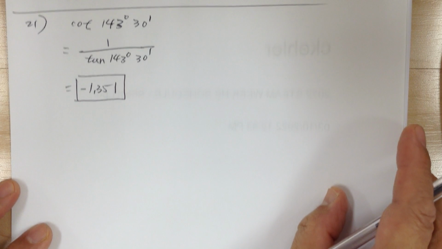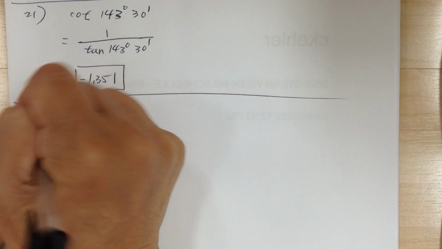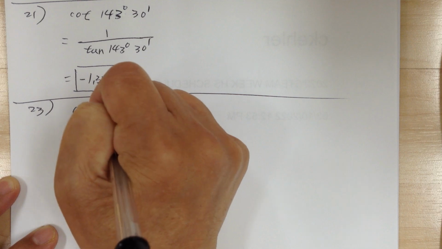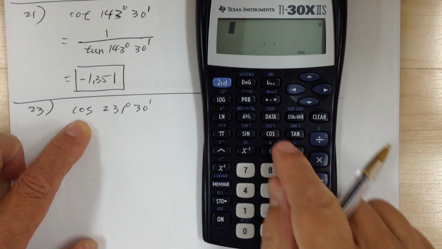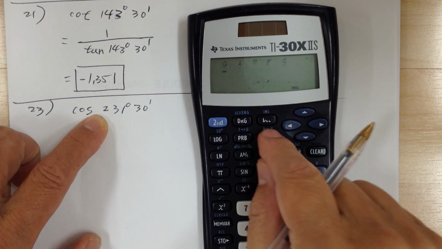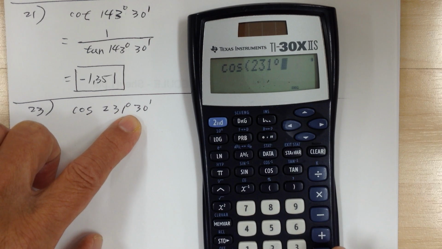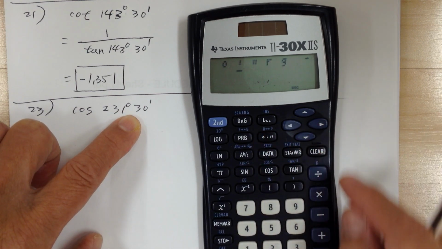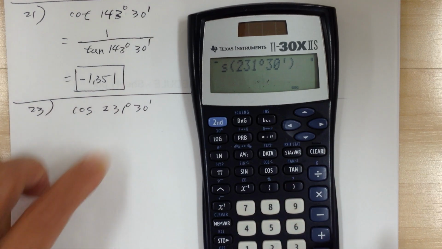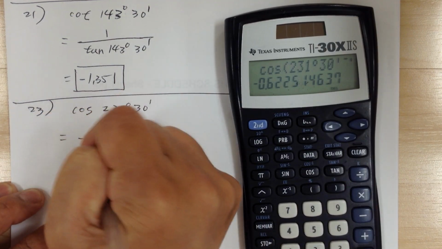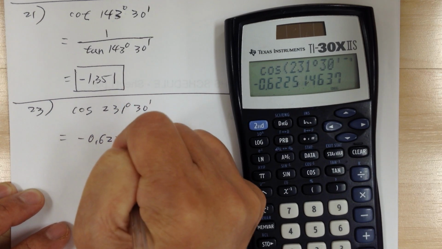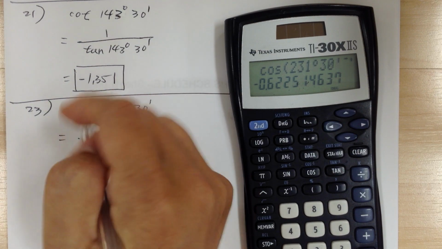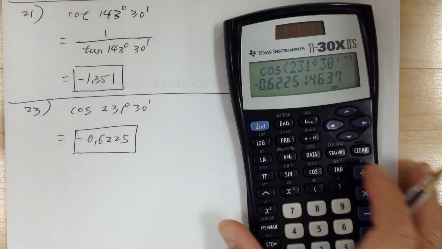Okay, let's go to the next one. You have cosine of 231 degrees and 30 minutes. Get your calculator, so go cosine 231 degrees and 30 minutes. Close your parentheses, push equal. So this is equal to negative 0.6225. That's it. Okay, let's go to 25.